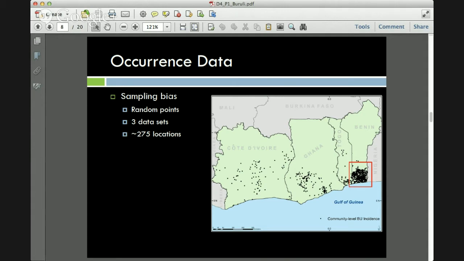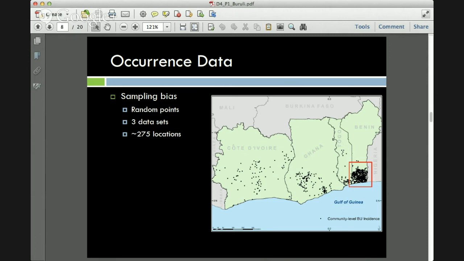But as you can see, there's a lot of cases reported in Benin, and this is not necessarily due to Benin having a higher number of cases than, say, Ghana or Cote d'Ivoire, but it likely has to do with the fact that they have a really robust active surveillance program, and so nearly every case of BU is reported in Benin. But for our modeling purposes, this introduced a sampling bias.